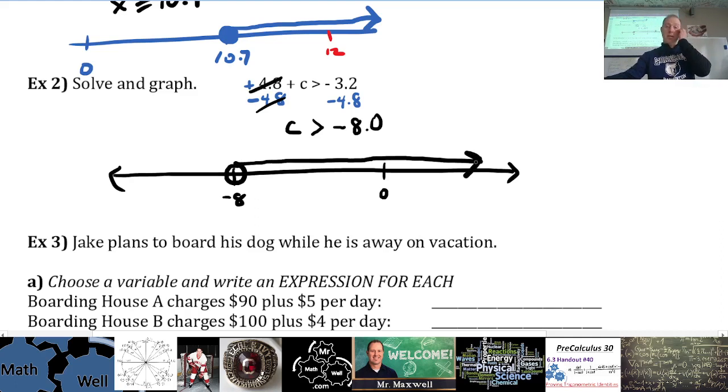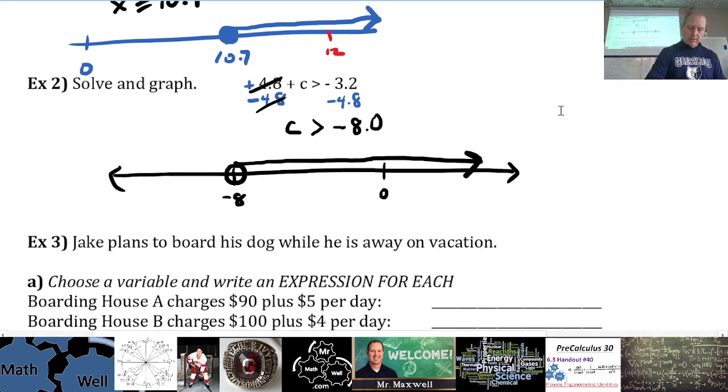Now, do you agree with that? Does that seem to make sense? Yeah? Okay, so let's verify real quick. 0 I see is in this region. So is 0 greater than -8? Yeah, -8 is pretty small because it's in the negative area. So anything above that, 0 or 10 or 1,000,000, that's all greater than -8. Okay? Questions?